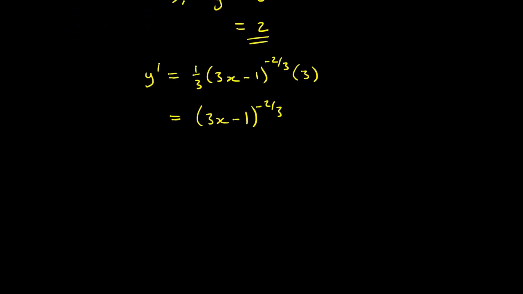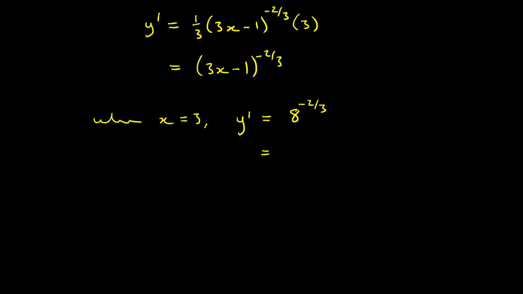Now I'm interested in the gradient when x is 3. So when x is equal to 3, y prime, the gradient, is going to equal (3 times 3, which is 9, minus 1, which is 8) to the power of negative 2/3. Now what does that power mean? Well, the negative means we've got 1 over, 1 divided by, a reciprocal. The denominator means we've got the cube root, right? So this is the cube root of 8. And what does the numerator of the fraction mean? Well, we raise it to that power of 2. Okay, so the negative is 1 divided by, the denominator 3 means we're cube rooting, and the power of 2 on the numerator means we're squaring.